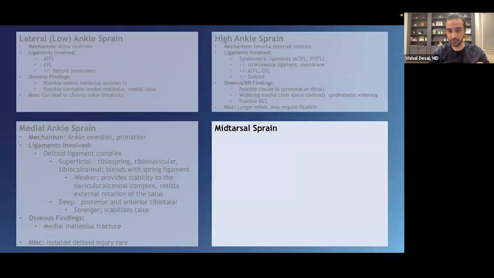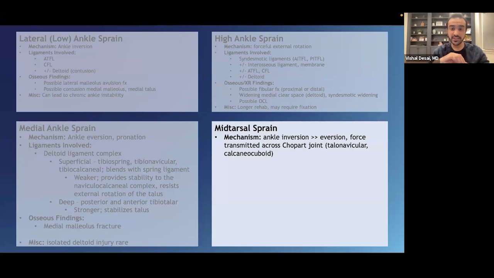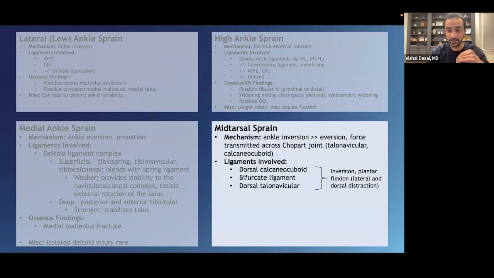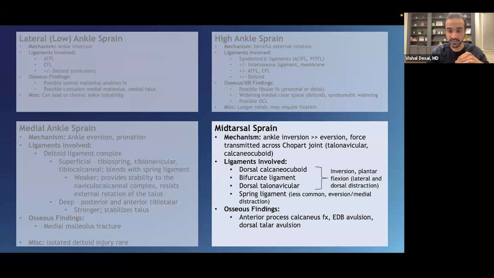So moving on to midtarsal sprain. This is one of the most under-recognized sprain patterns in the ankle, and we'll go over what you should look for. The mechanism is also going to be an ankle inversion injury, but the foot is slightly plantar flexed, so that the force gets transmitted across the Chopart joint, or your midtarsal joint, which is your talonavicular and your calcaneocuboid joints. Several ligaments and several osseous structures may get involved with this.